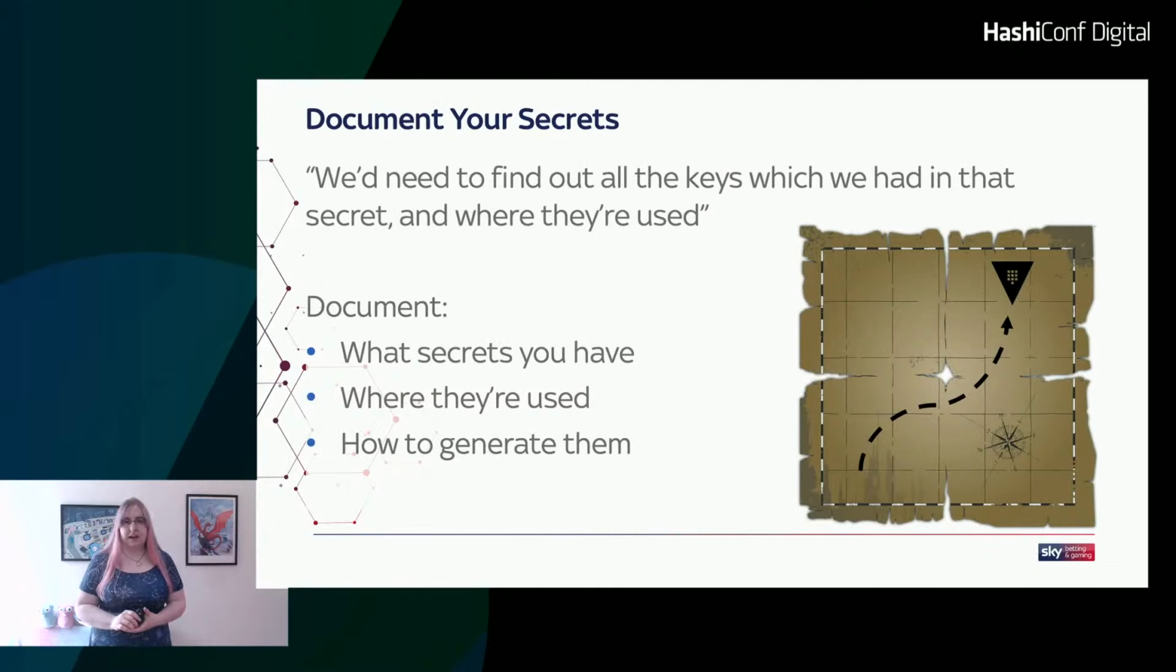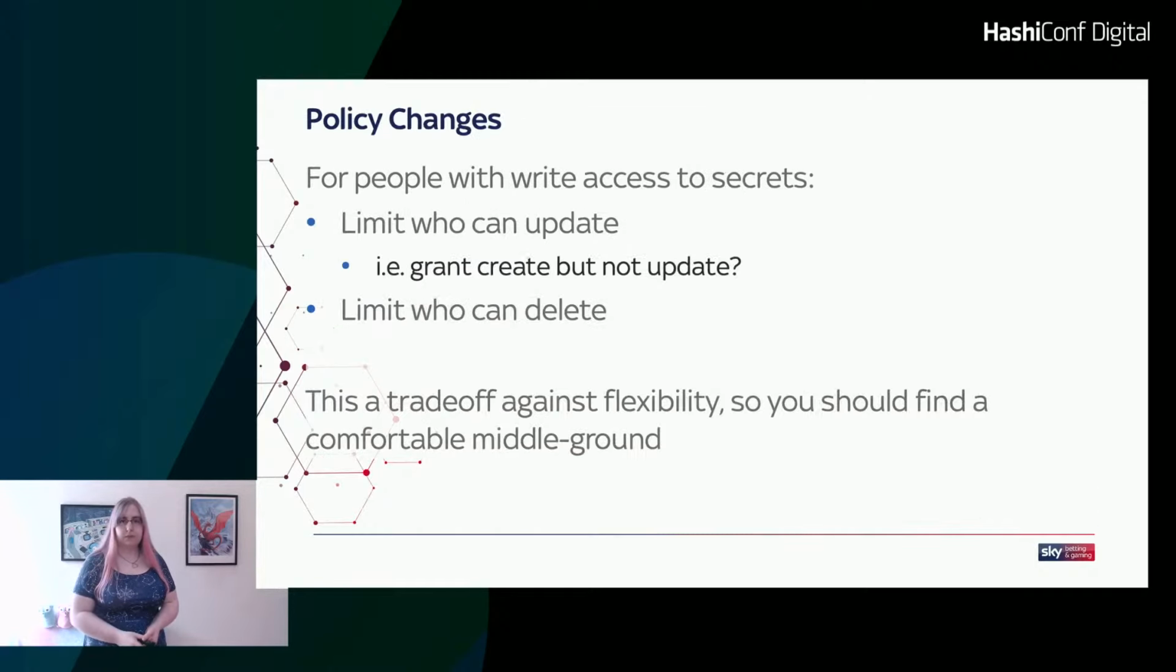Also, one of the reasons our users couldn't just recreate their secret by hand is that in addition to having a lot of keys, they didn't have a central record outside of Vault of what keys they had. And so if you don't know what secrets or keys you have, where they're used, how you're generating them, you're not making it easy for yourself. Now, we don't generally consider the existence of a particular secret to itself be a secret, so you could even link directly to them in your documentation.